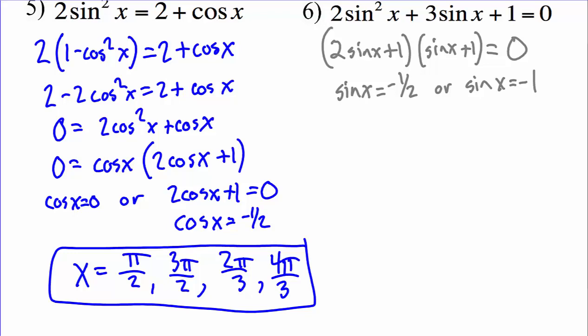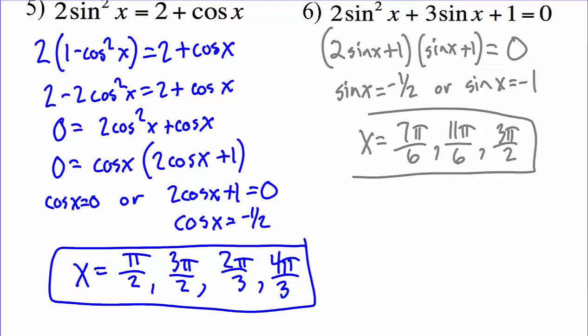Now, again, we could do the general solution, but I would suggest that it's probably easier just to look at the unit circle and write down the 3 places. So sine of x is -1/2 at 7 pi over 6 in quadrant 3. In quadrant 4, we get 11 pi over 6. The sine of x is -1. That only happens at one place. That's 3 pi over 2. We have 3 solutions to that equation. Exactly 3.